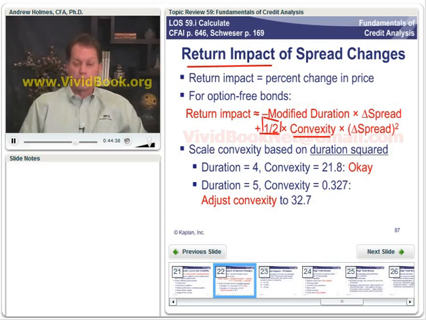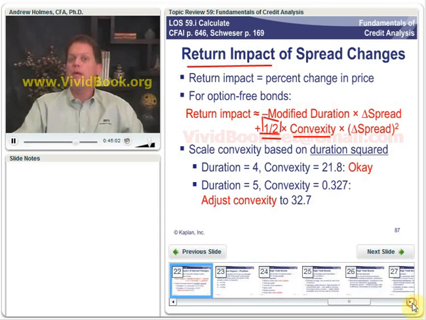Unfortunately, there was a time when we had 3 different definitions for duration in the curriculum, so at least we're down to just 2 for convexity. Duration, I think, will be the same everywhere. But nonetheless, you're just going to have to remember that if you're talking about return impact, then you have to plug that 1/2 in. It just has to do with the denominator in the calculation of convexity. We see different authors from the various readings in the curriculum. All right, so we want to scale convexity based on the duration squared.